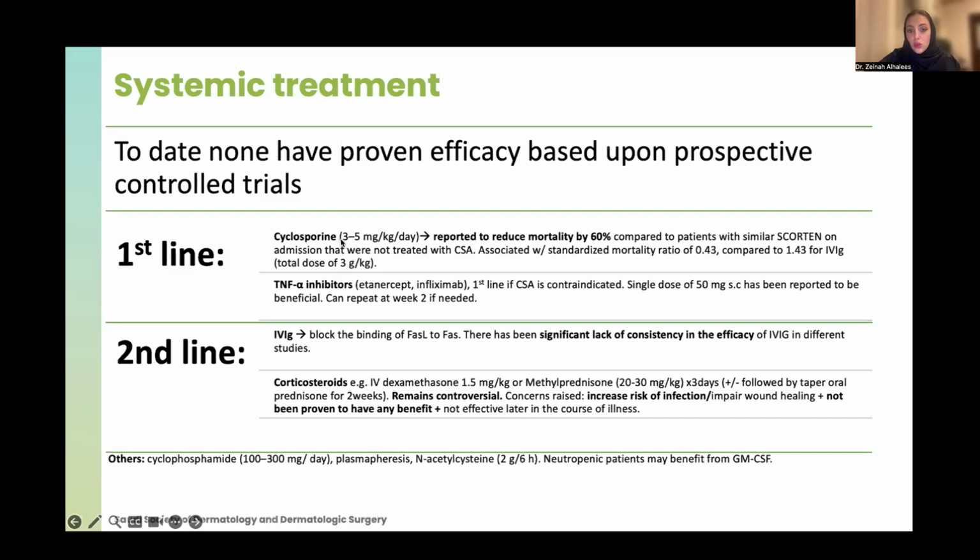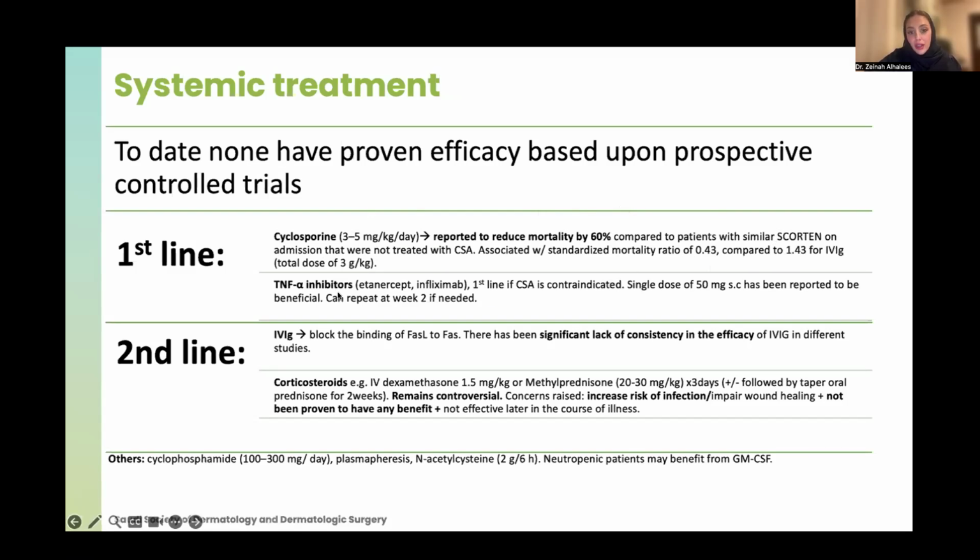Cyclosporin can be given from doses of 3 to 5 milligrams per kg per day split BID. And this was reported to reduce mortality by around 60%, comparing patients with similar SCORTEN on admission that did not receive cyclosporin. So it clearly does work. And compared to IVIG also, the mortality ratio was lower for cyclosporin patients.